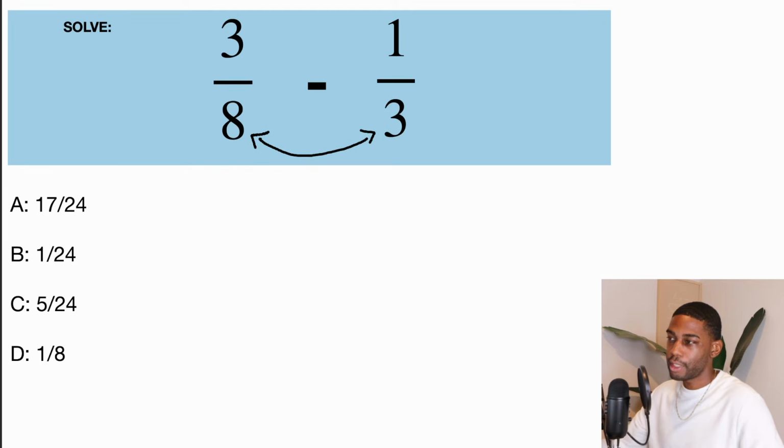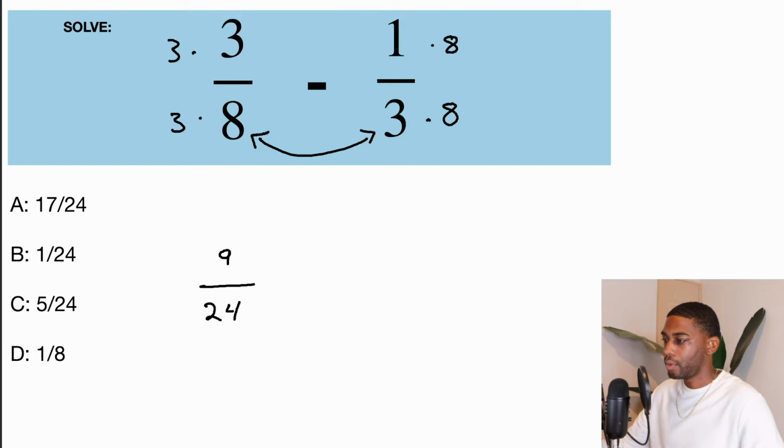So on this side we have 8 times 3, meaning we have to multiply 3 here, and on this side we have 3 times 8, so we have to multiply 8 on this side, and this is going to give you 24, right? 3 times 8 is 24. 3 times 3 is 9. We're subtracting, and then on this side we have 1 times 8 is 8, and we know that 3 times 8 is 24. So we have our common denominator, and now we can subtract coming across, right?